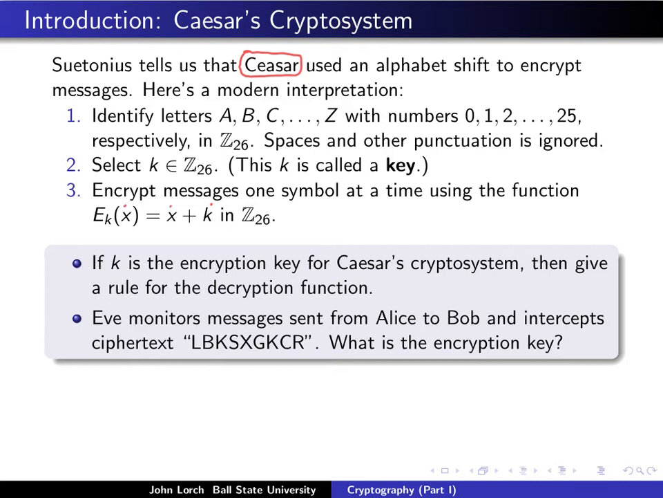and be able to know what the original message was. All right, so first bullet point, if K is the encryption key for Caesar's cryptosystem, then let's produce a rule for the decryption function. So if encryption takes a symbol and adds K, then decryption should take a ciphertext symbol and subtract K, right? So corresponding to this K, our decryption function, d sub K of y ought to be y minus K.